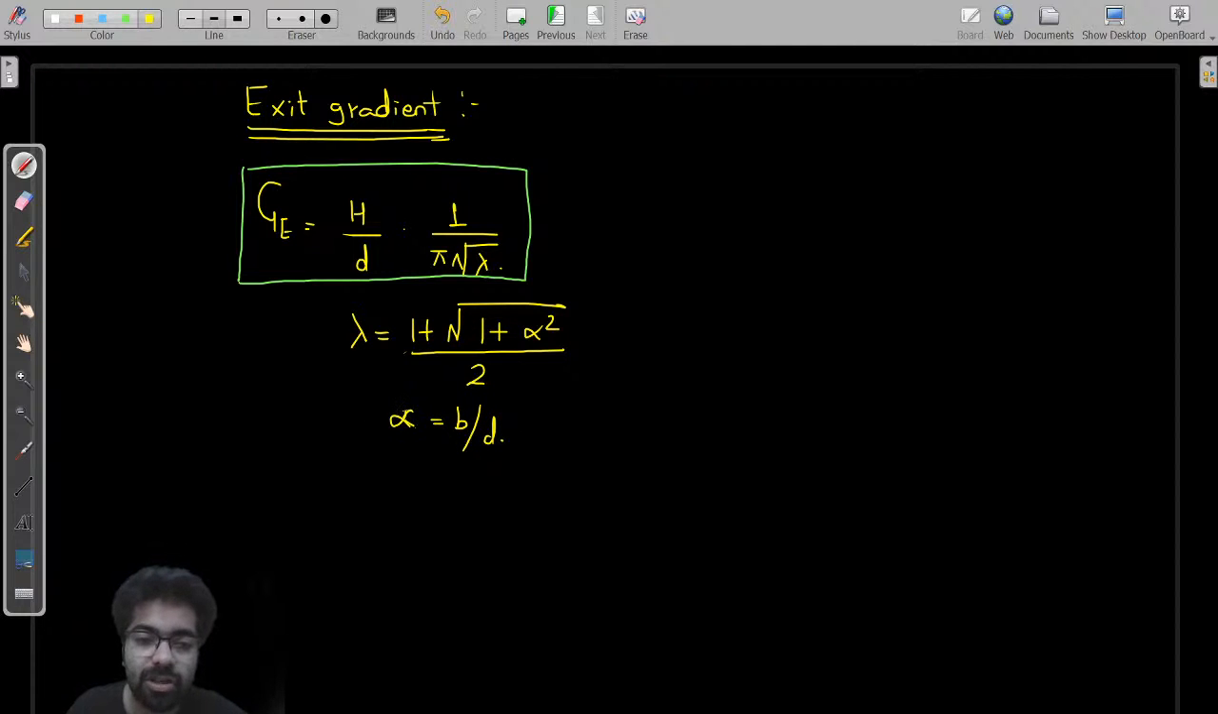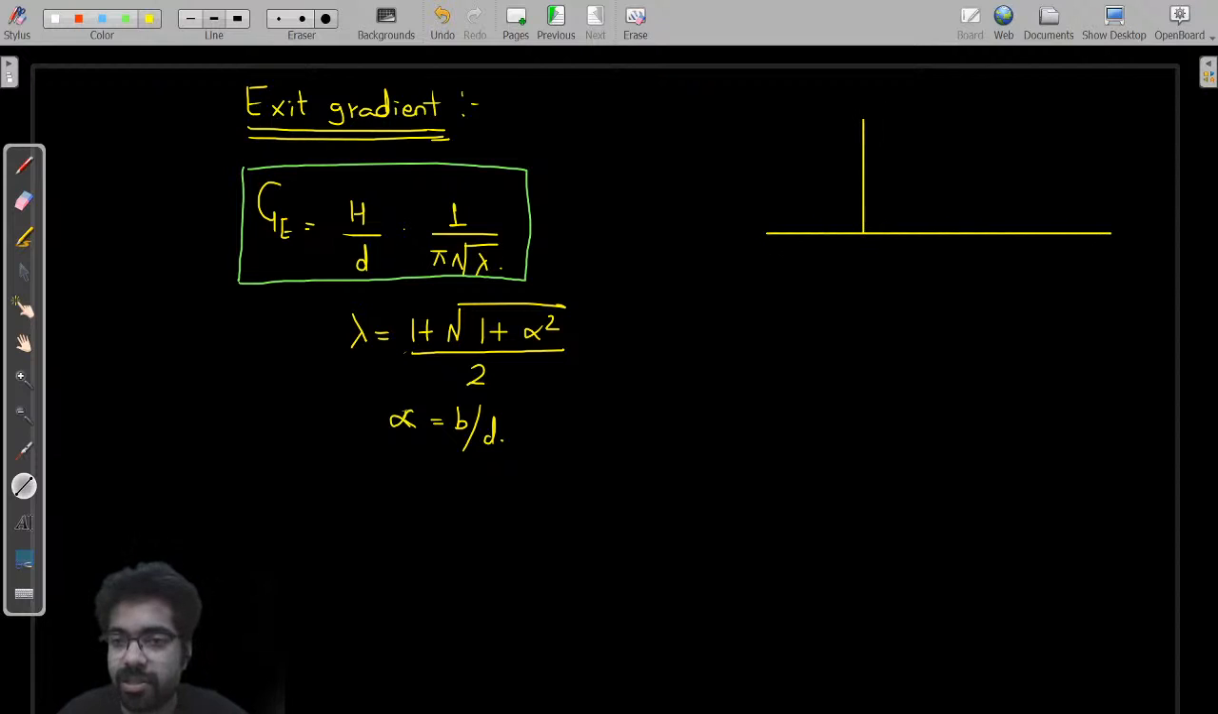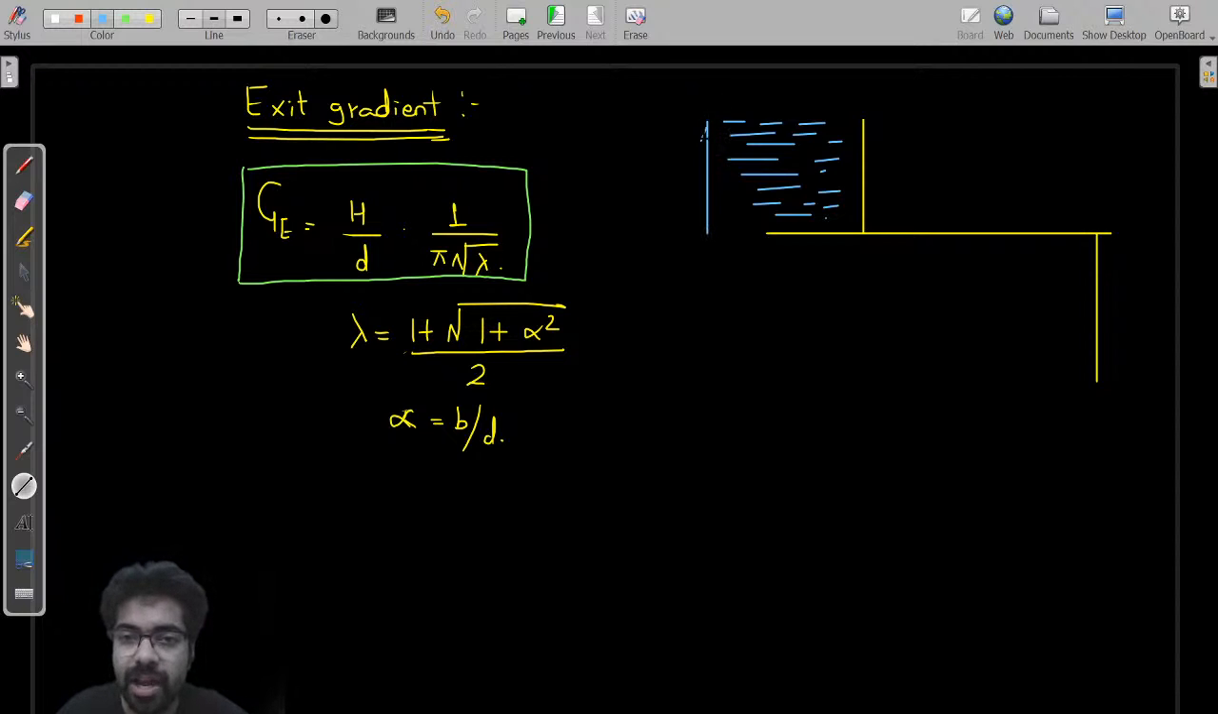Now you will ask, sir, what is b, what is d? Wait, I am telling you. See here. This is the length of the floor. This is your barrage. This is your downstream pile. Three things are there. And water is filled here. Suppose the head of the water is H. This is the head of the water. And this is the length of the floor.